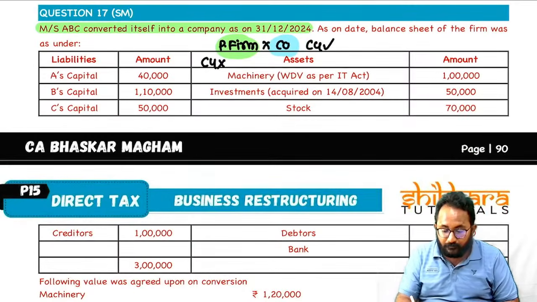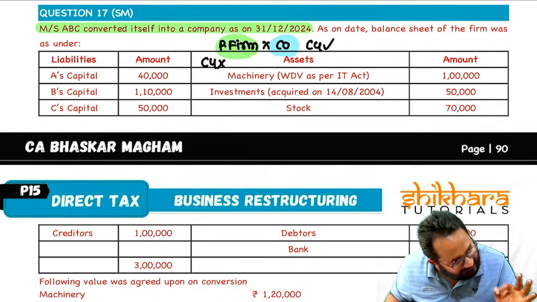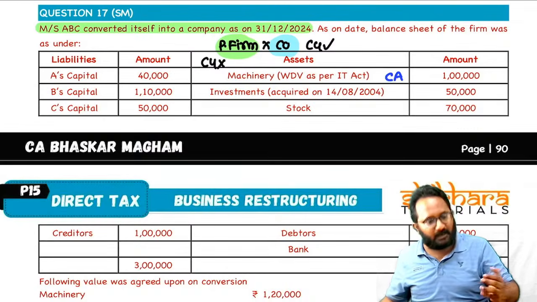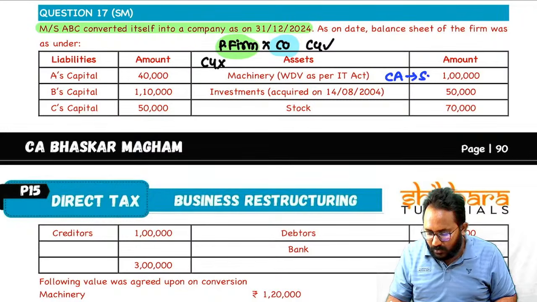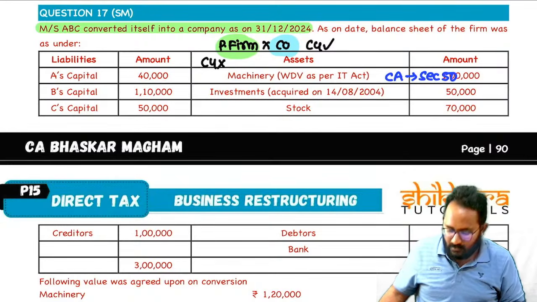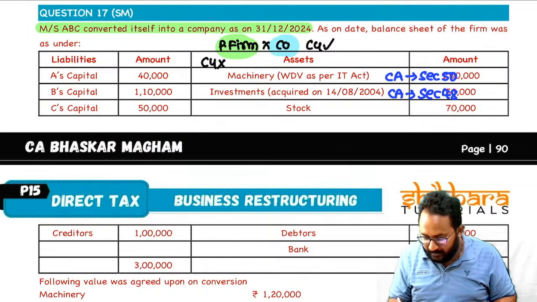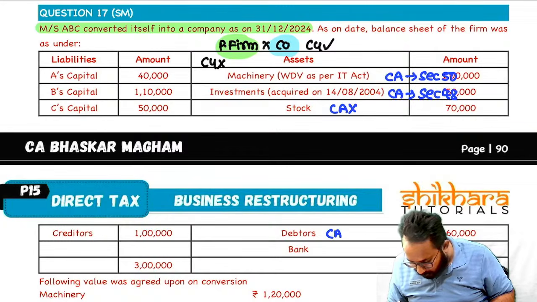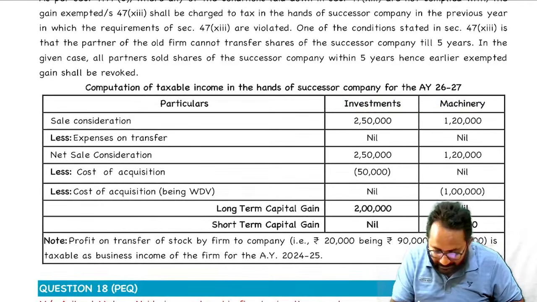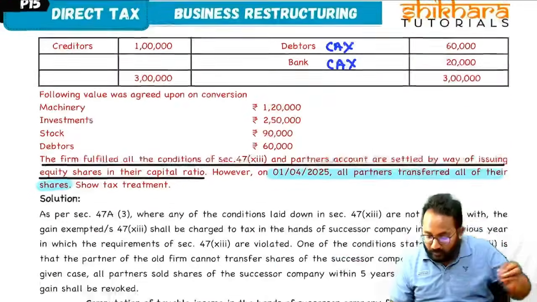Now you have to observe, we have to calculate capital gain on capital assets. In the balance sheet, what are the capital assets? Machinery is a depreciable capital asset, so you have to calculate by using section 50. Investments are a capital asset but non-depreciable, so you have to follow section 48. This is not a capital asset. It is also not a capital asset. It is also not a capital asset. Now you can see the computation. You have to calculate the capital gain only on investments and machinery. We calculated for two assets.